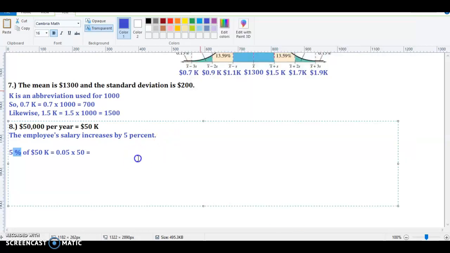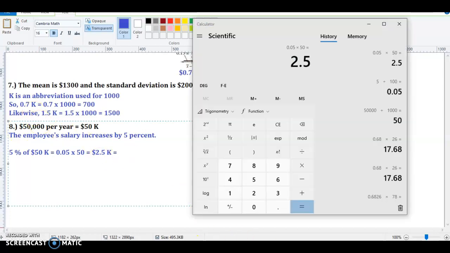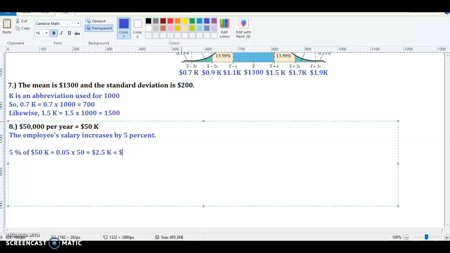So 2.5 is equal to 2.5K, which, remember, when you write that out normally, 2.5 times 1,000 is equal to 2,500. So a 5% raise translates into a raise of $2,500.